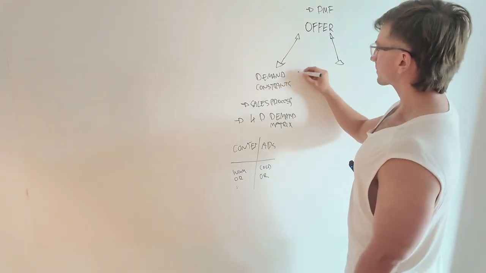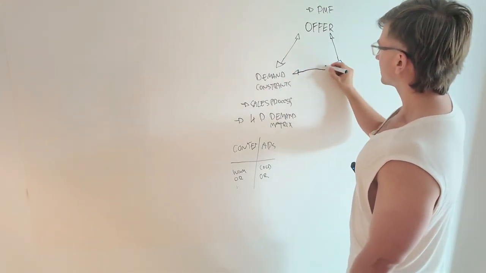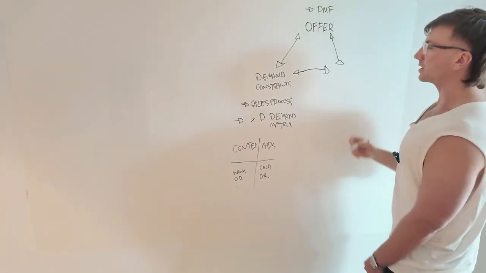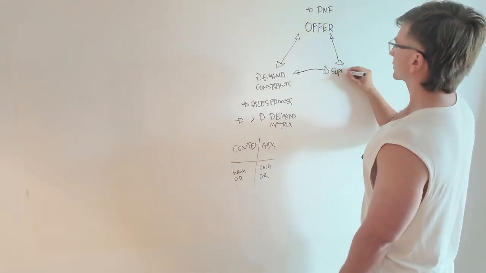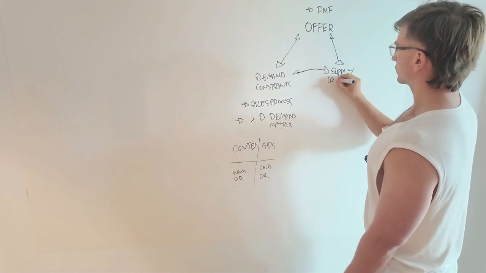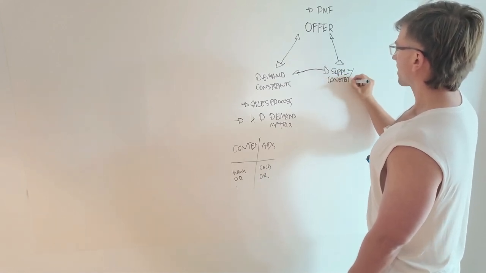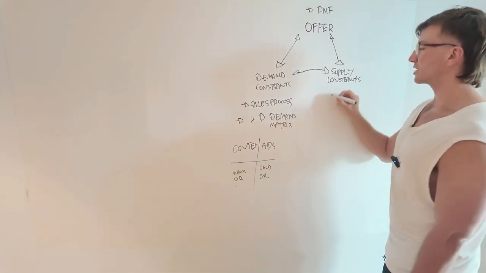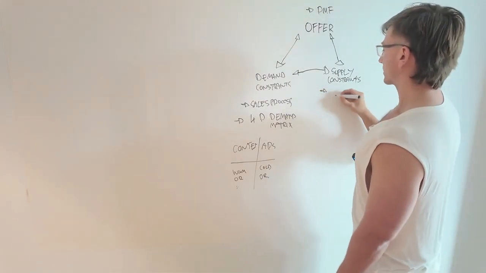Cool. Now, what we want to do here is look at the other side. If you've done any economics, you might know what's coming, but then we have supply constraints. Now, what are supply constraints? Well, generally, they can kind of boil down into 2 things.